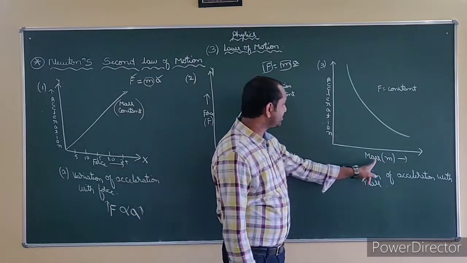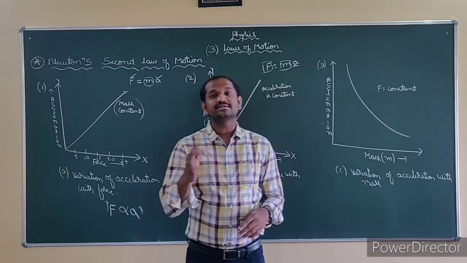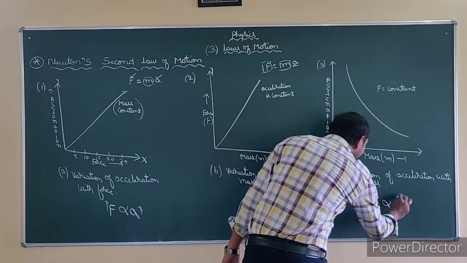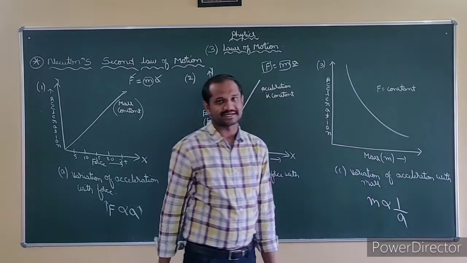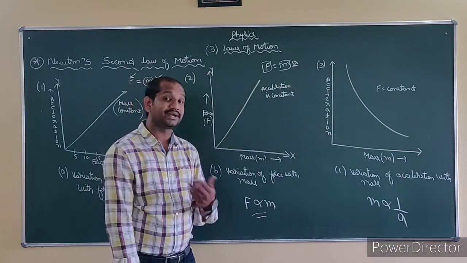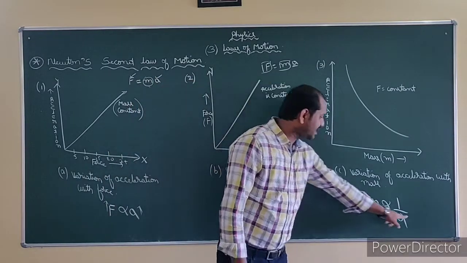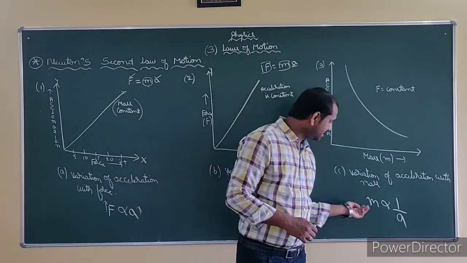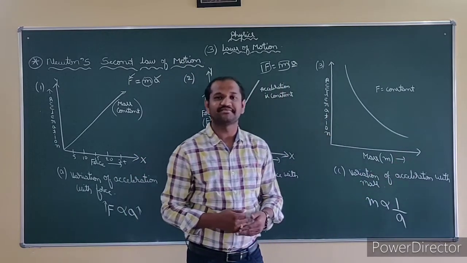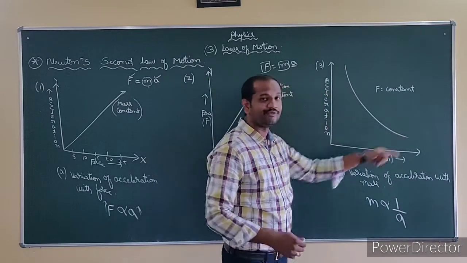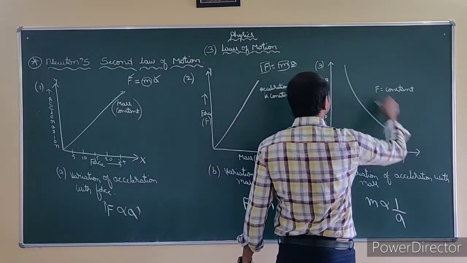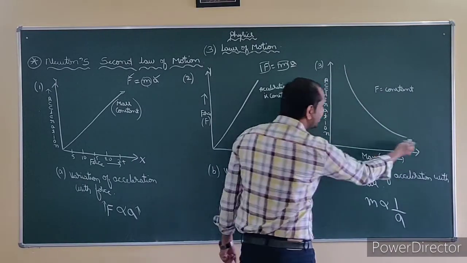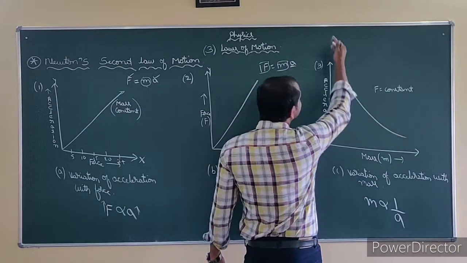See, the last graph I have taken is mass versus acceleration. How are mass and acceleration related? Mass and acceleration are inversely proportional to each other. How is it? See, with increase in mass, acceleration decreases. Understand? If mass decreases, acceleration increases. So you can see the graph, how it keeps on decreasing. With increase in mass, acceleration decreases. With decrease in mass, acceleration increases.